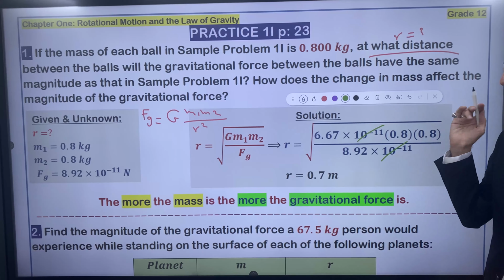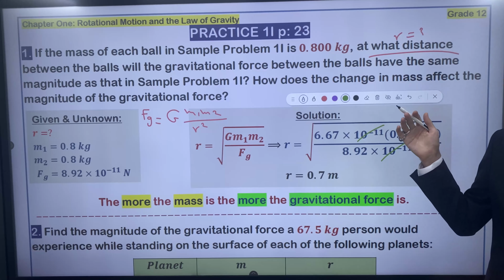This question has another part. The second part says, how does the change in mass affect the magnitude of the gravitational force? What does it mean? Because in the sample problem, the mass of the first object was 0.3 kilogram, right? And the mass of the second one was 0.4 kilogram. Cool? So here, the mass of each object increases.